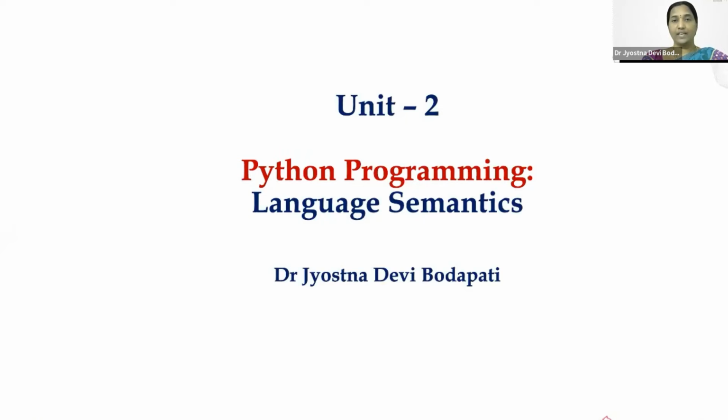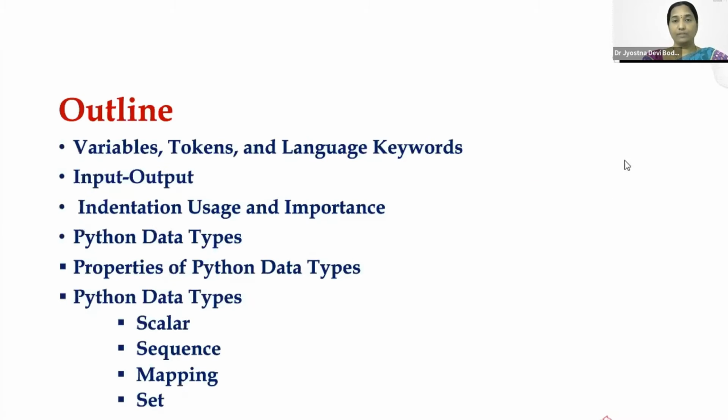So we are into the second unit of Python programming, which focuses on language semantics. As part of this video series, we will be discussing variables, tokens, and keywords. We will also try to understand how to perform various input and output operations in Python programming and the importance of indentation in Python. Along with that, we will also try to understand what the different data types supported by Python are and their properties.